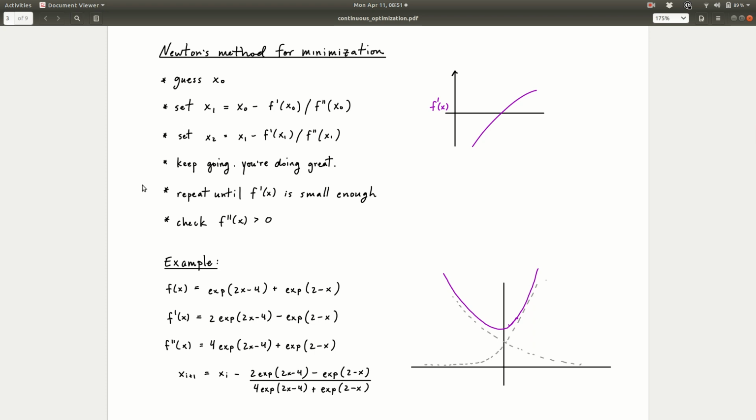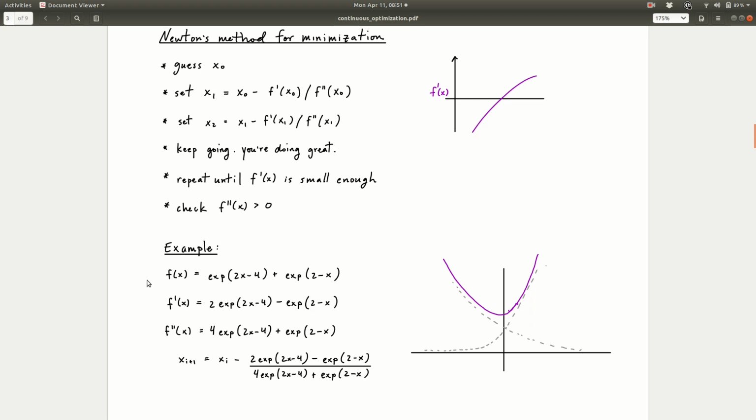And of course, at the end, you have to check that you found a minimum, by checking that f double prime of x is bigger than 0. So this is exactly the same algorithm, except instead of g, you're using f prime, and instead of g prime, you're using f double prime. All right, so let's look at an example.